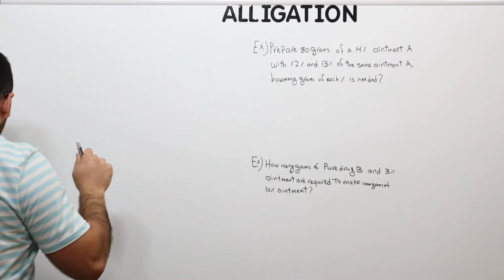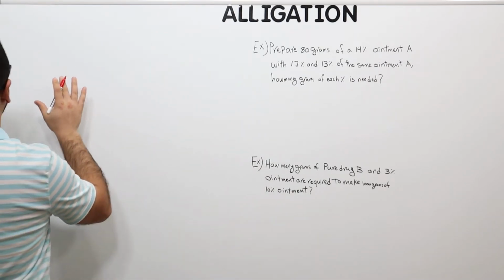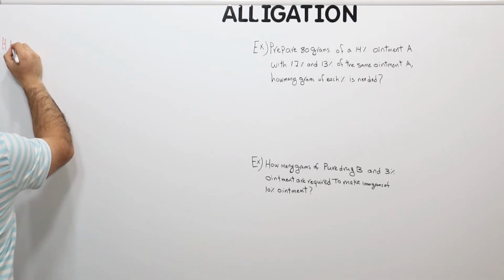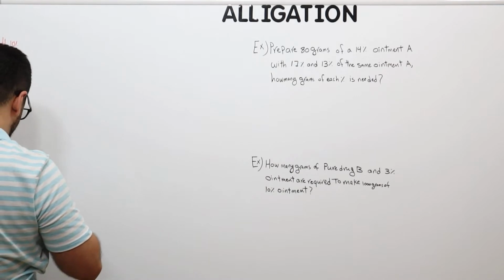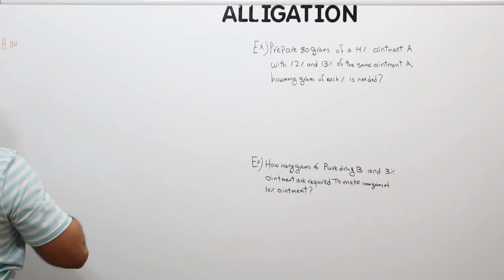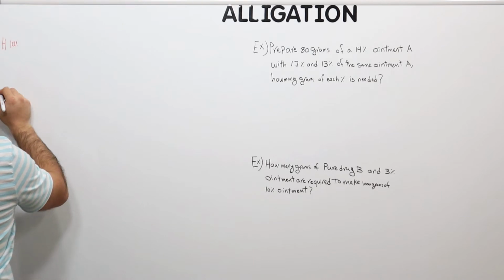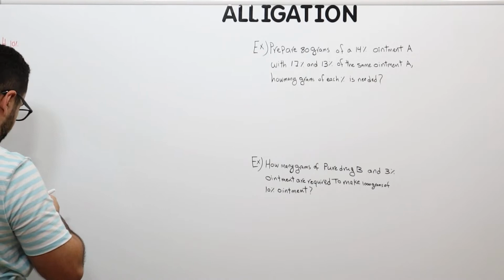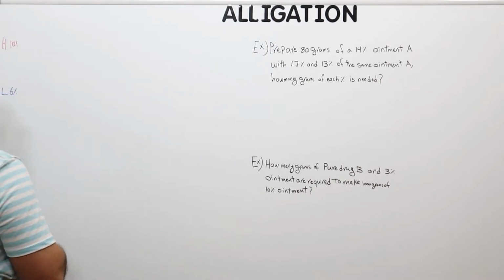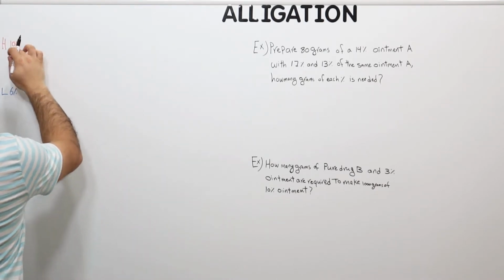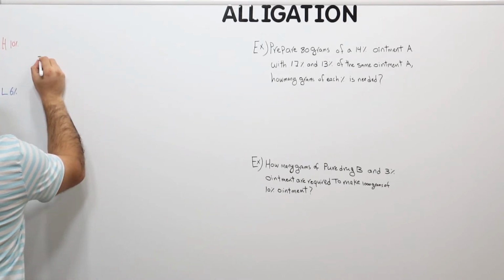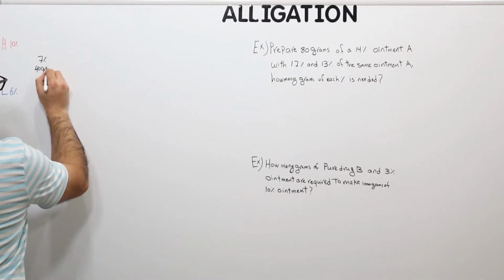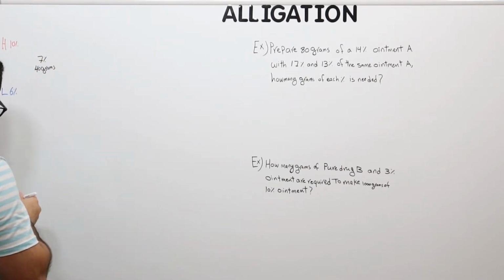The higher concentration always goes to the top left part. I'm going to refer to the high by H, and we just said 10%. The lower concentration always goes below the higher, so it's L for low, and we said 6%. And the desired concentration always goes in the middle between the high and low. We said we were looking for 7%, and we were looking for 40 grams of the 7%.